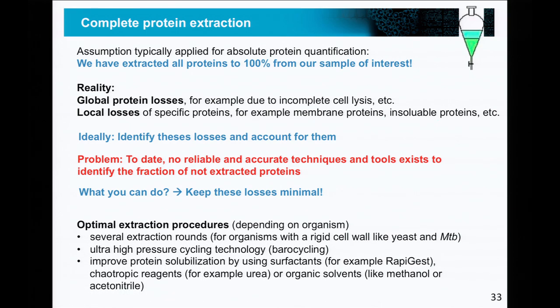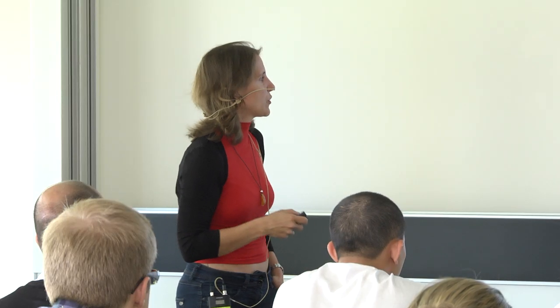And that means that when you plan to do absolute quantification, you need to think about how to have the very best extraction procedure for your sample type. I, for example, worked a lot with yeast and MTB, and we have found that doing several extraction rounds definitely increases the extraction efficiency a lot. Just taking the same cells and extracting them over and over again actually yields a lot more protein than when you do it just once.